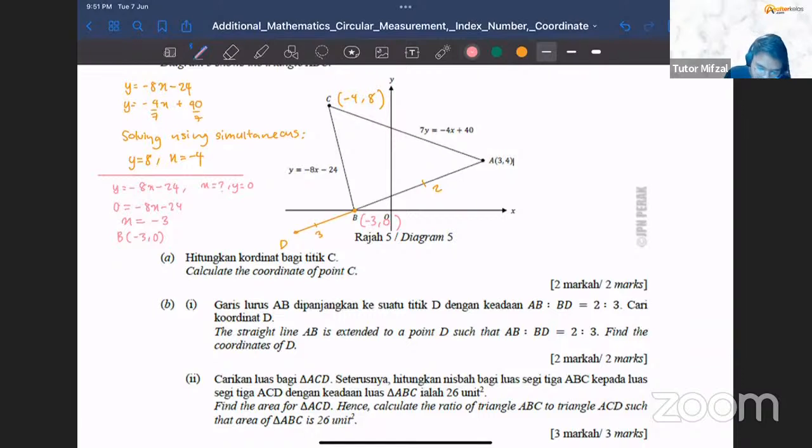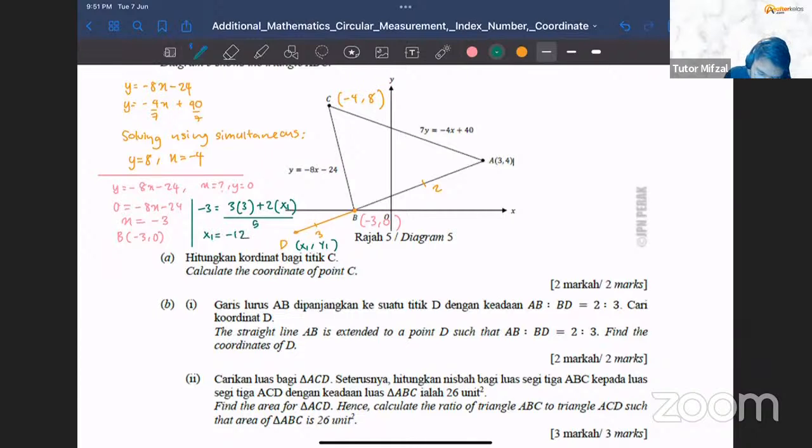Now you can find what is D. To find D, you have to use the ratio formula. The formula states that negative 3 is equivalent to 3 times 3 plus 2 times x1 over 5. Alright, so you solve for this, you should get negative 15 minus 9, you should get negative 24, negative 24 divided by 2, you should get x1 equivalent to negative 12.